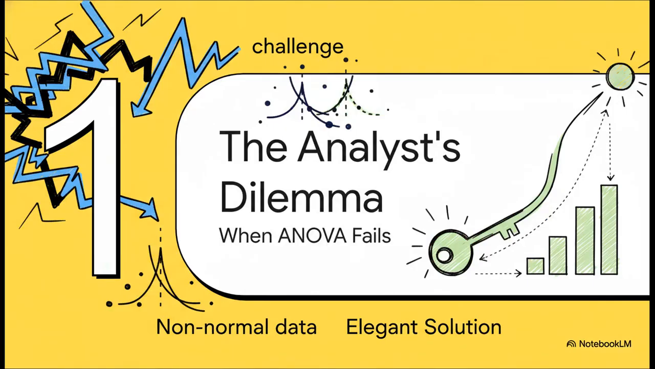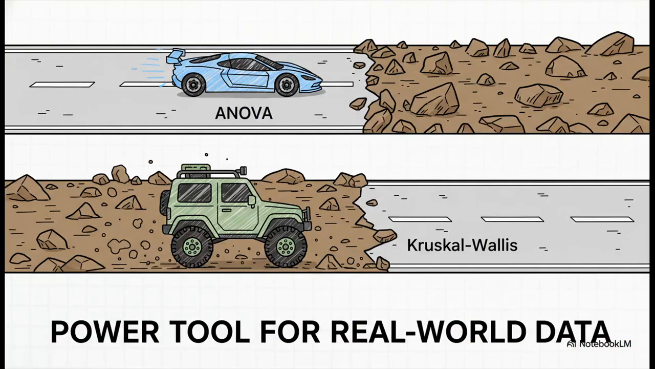So yeah, that's the dilemma. You've got this non-normal data, and your trusty ANOVA has basically thrown up its hands and walked away. But look, this isn't a dead end. Not at all. It just means you need a different tool from the toolbox. A really elegant solution that was built for this exact situation. And that answer is the Kruskal-Wallis test. I want you to think of it like the rugged, all-terrain vehicle of stats tests. Seriously, ANOVA needs a perfectly paved, smooth highway to work. But Kruskal-Wallis? It just thrives on the muddy, bumpy, messy data that we actually find in the real world.